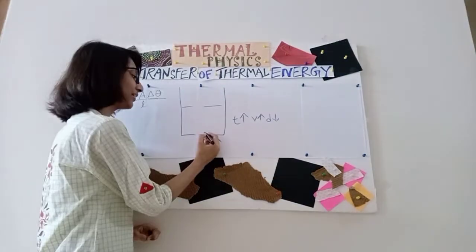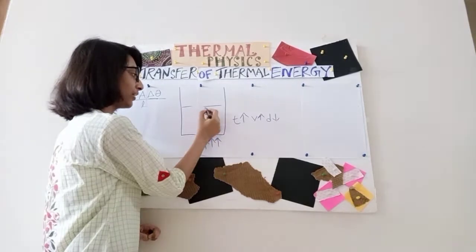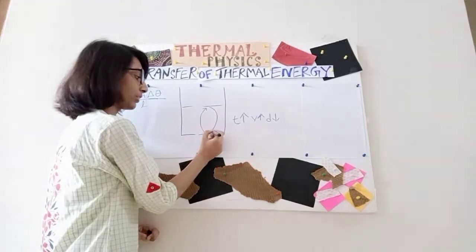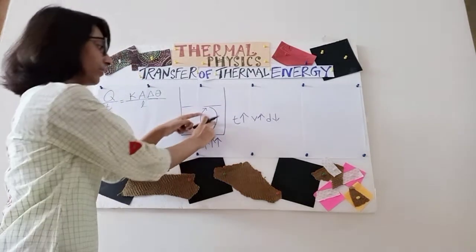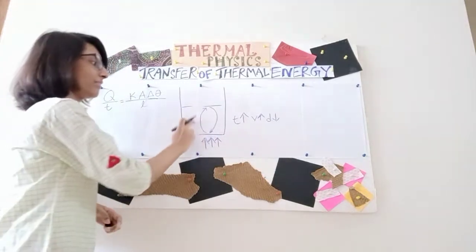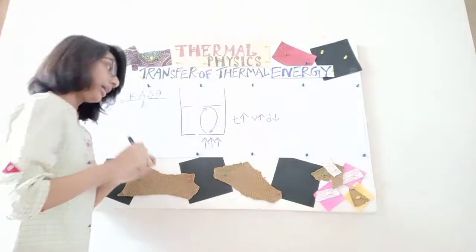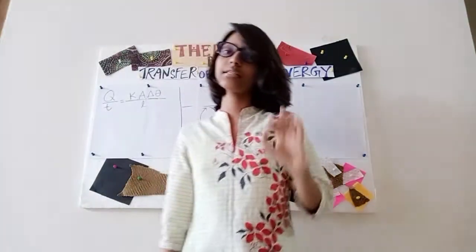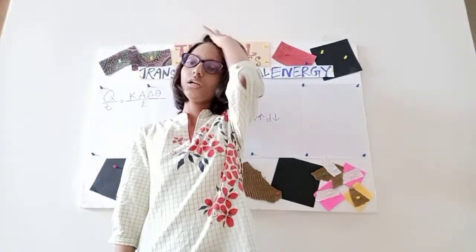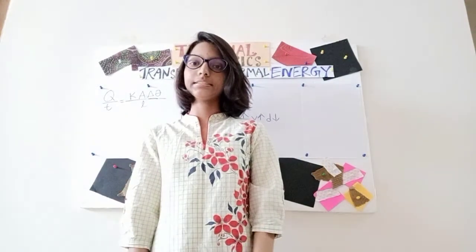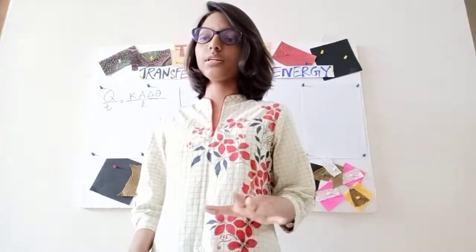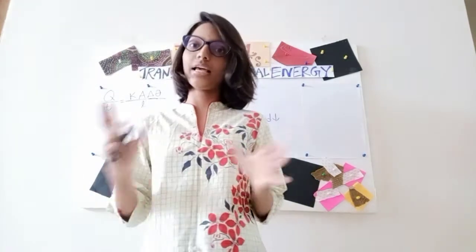The molecules of the hot region move to the top of the liquid, and the molecules of the cold region move to the bottom of the liquid. In this way, a convection current takes place in the liquid. The same process happens in gas, so convection current takes place even in gas. In convection, molecules shift their position and transfer thermal energy.